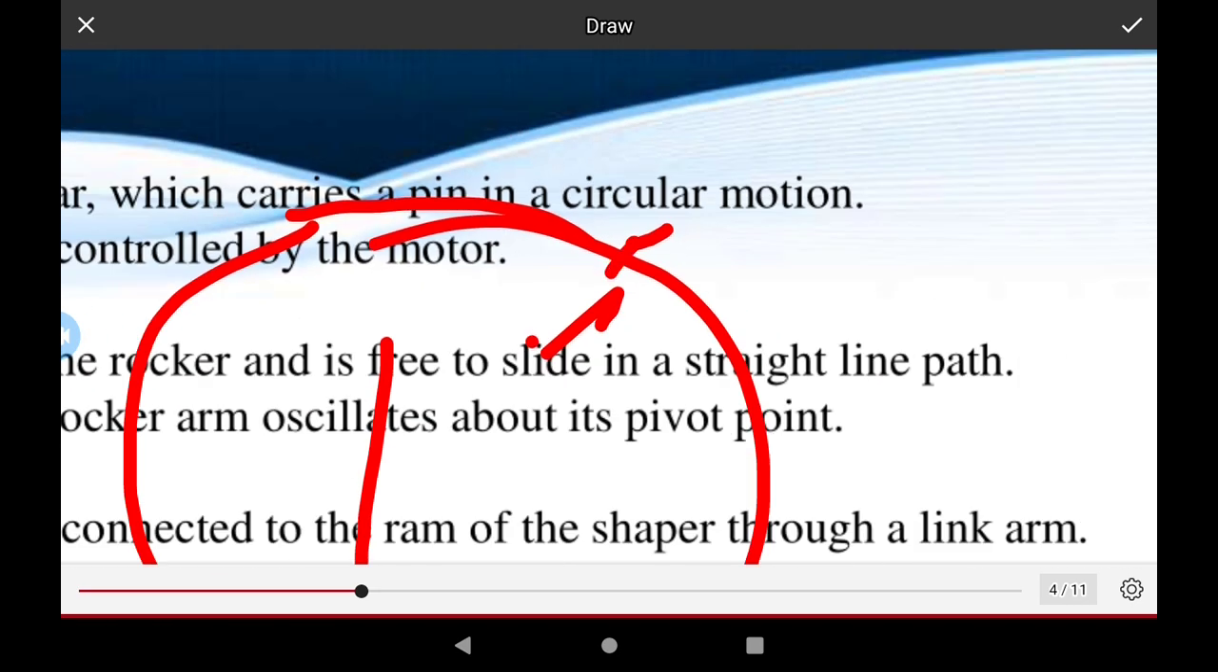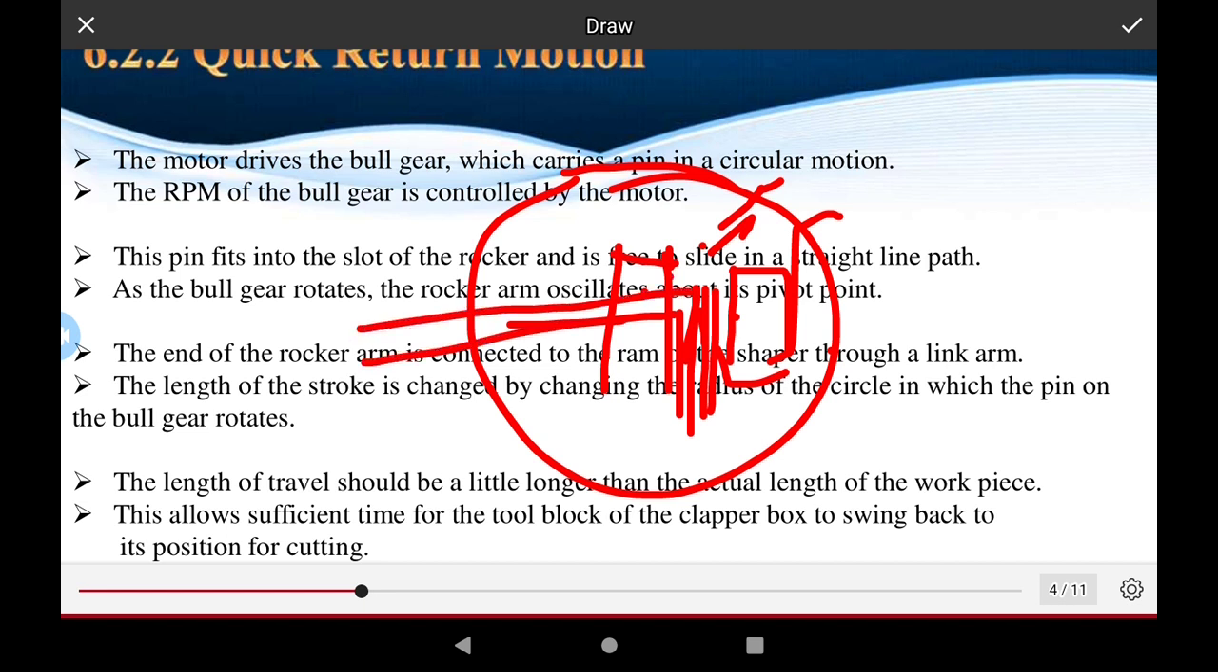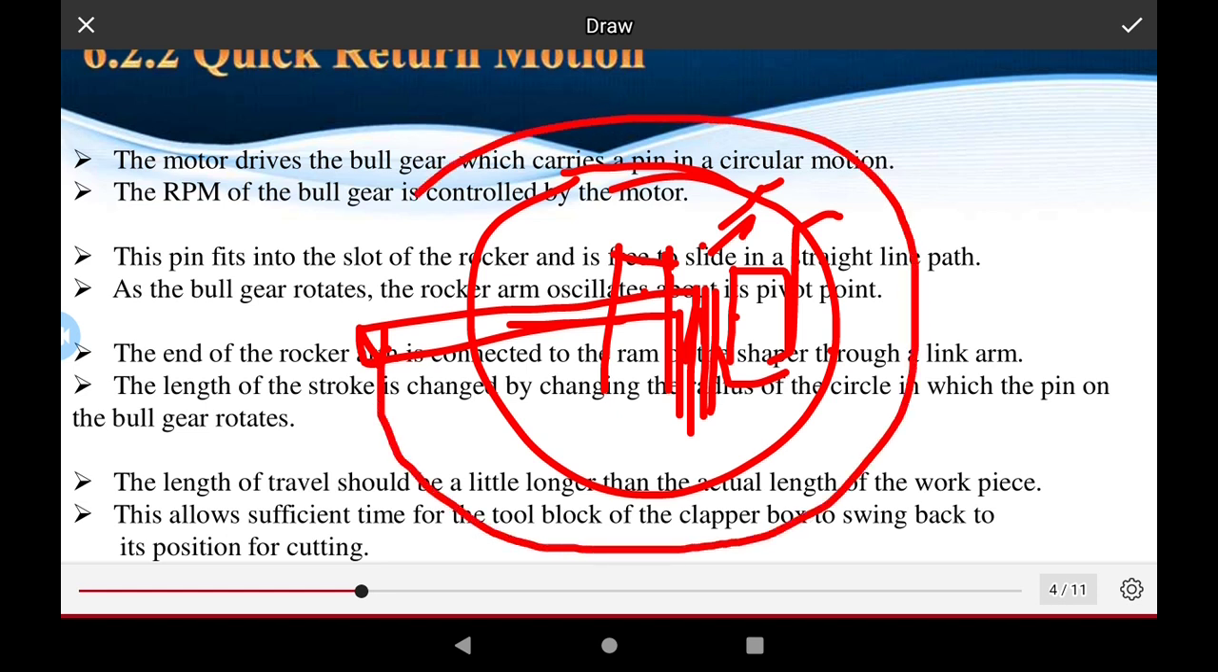Okay, the sum of the two gears is acting for the, and this side is on the ganna. This is the bull gear, this is the select for the bull rod. This is also a circular motion.